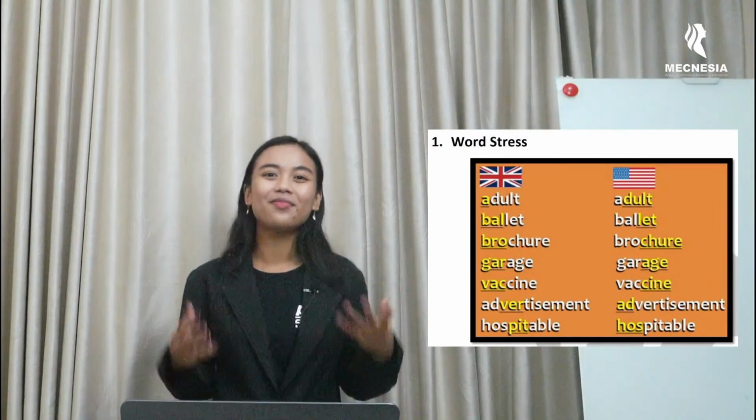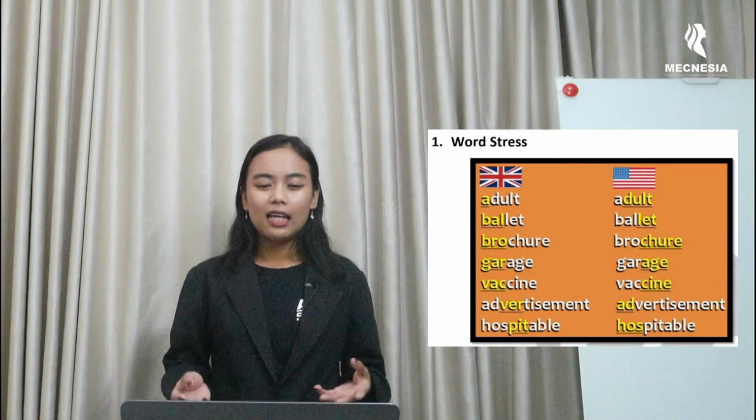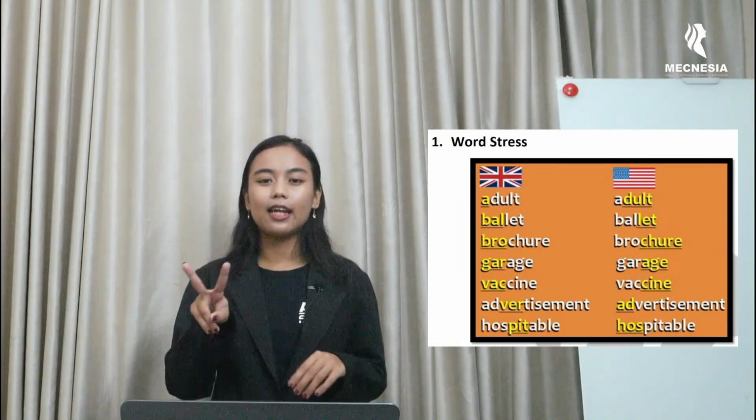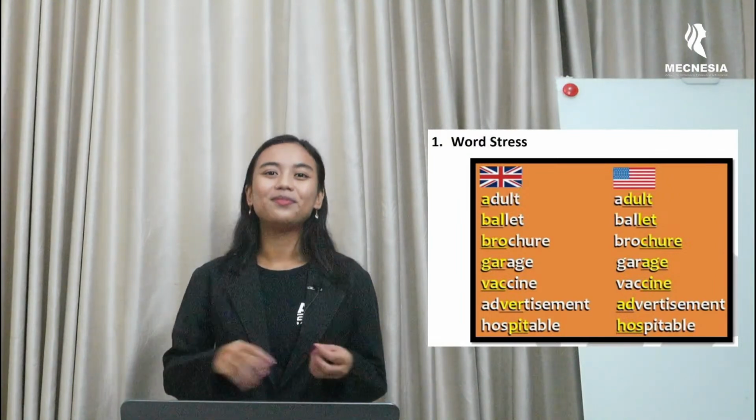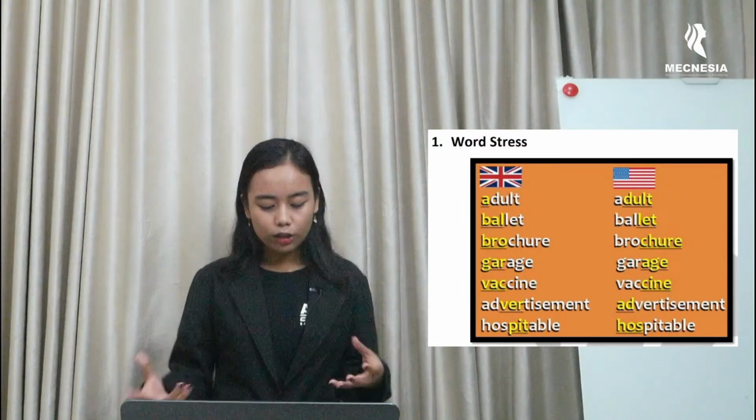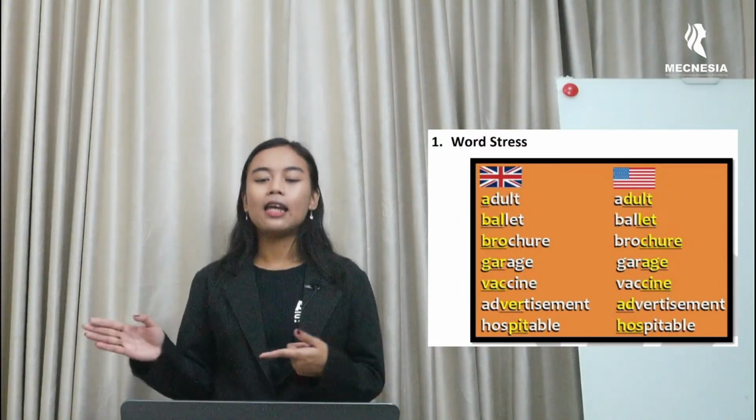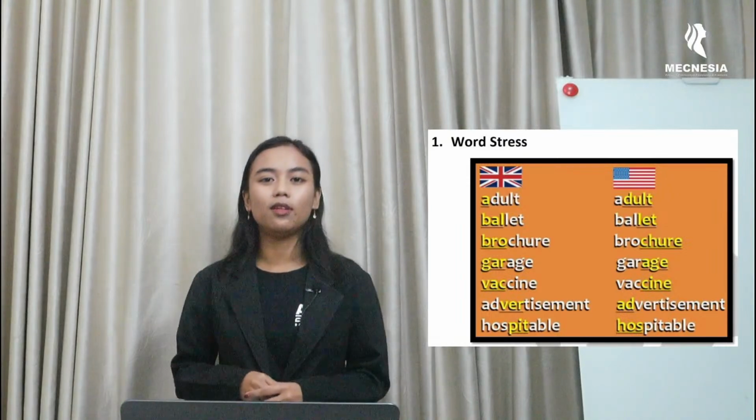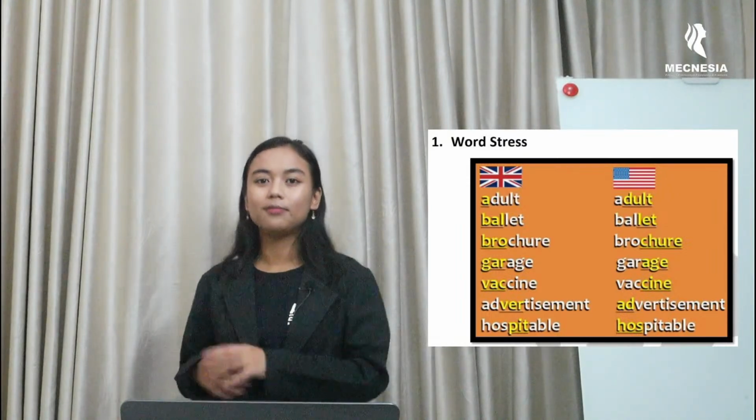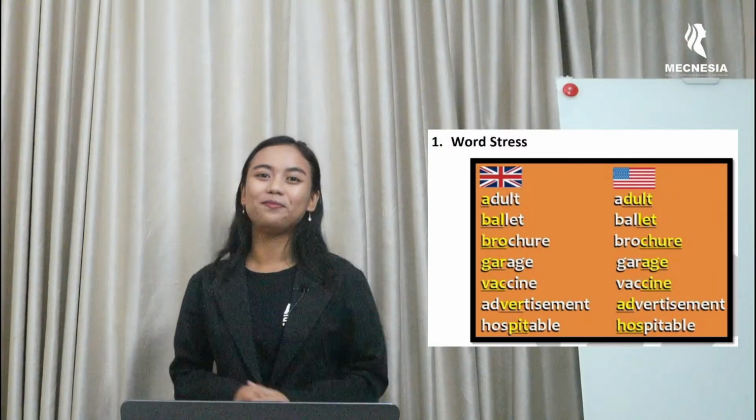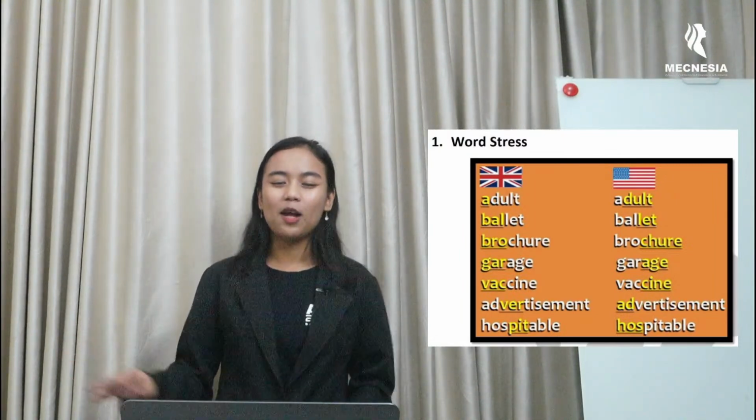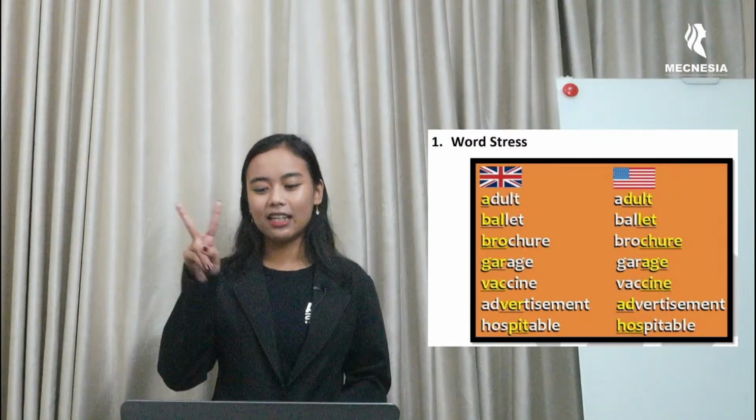hospitable. In British accent, the stress is in the middle or in the second syllable. Di suku kata keduanya, hospitable. And in Australian accent, the stress is in the first syllable, hospitable. Hospitable means ramah. So now let's take a look to the second difference.